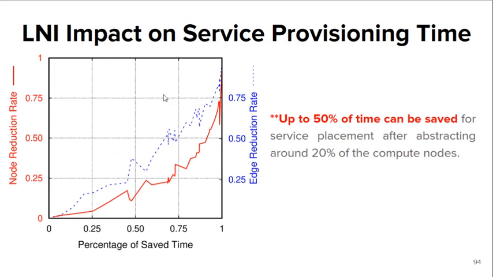Results show significant improvement in terms of saved time when the orchestrator uses an LNI compared to the approach in which a full topology is used. More specifically, the key observation is that a central orchestrator can achieve up to 50% time saving for service deployment with the reduction of less than 20% of nodes in a network inventory. Or even with a reduction of nodes and edges by less than 55%, it's possible to obtain up to 75% time saving rate.